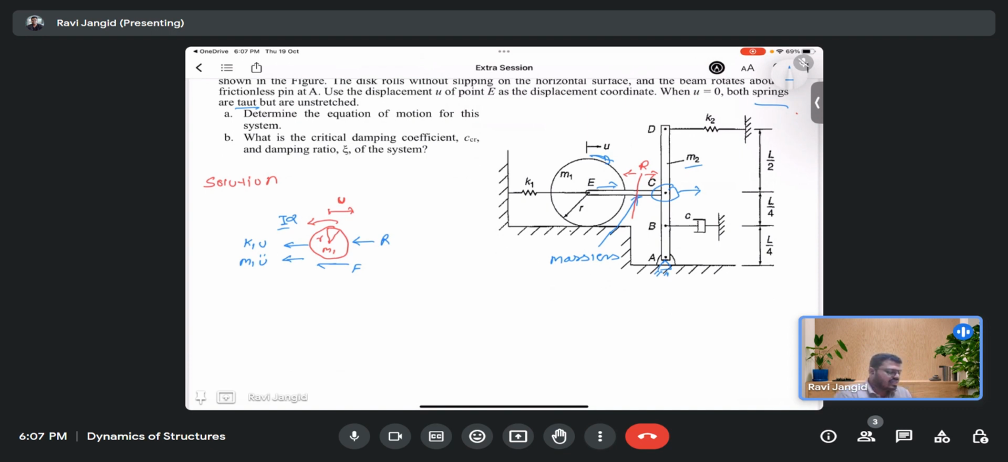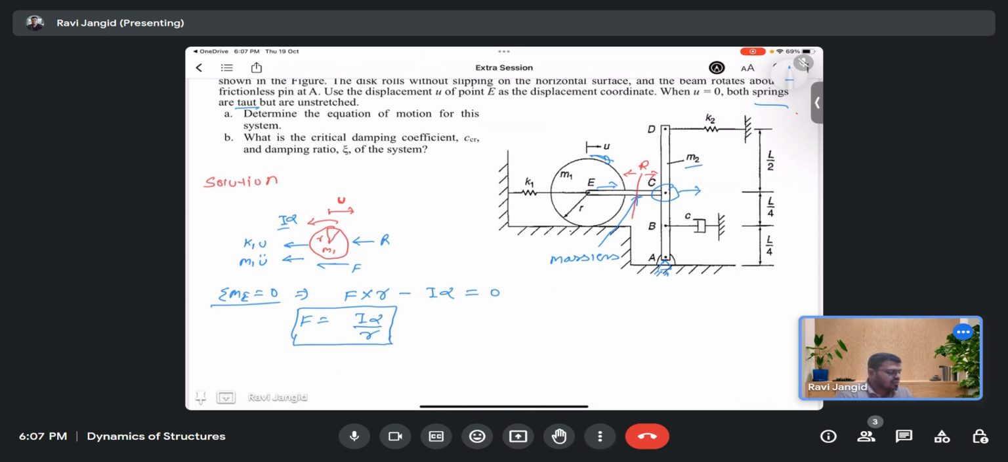Okay, so what forces will be applied here? For this, first let us take the moment about E. The moment about E should be 0, so I will take the moment about this point E, which gives me F times r minus I alpha. If I put it equal to 0, my F becomes I alpha over r. Okay, so what is the value of I for this?